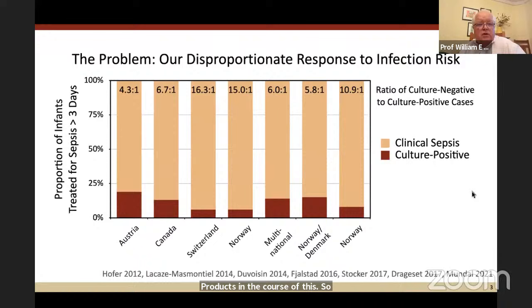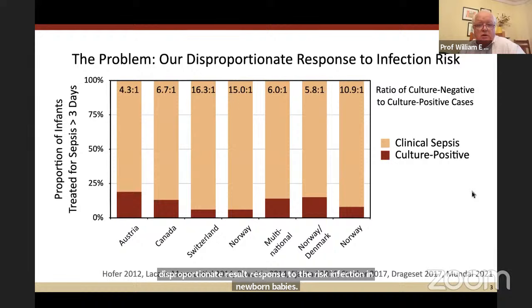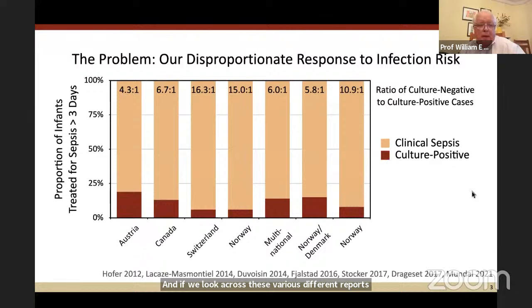So what's the problem? The challenge that we have is that collectively, and this is true worldwide, we as neonatologists and as the pediatricians who follow our lead have an absolutely disproportionate response to the risk of infection in newborn babies. If we look across these various reports from the last decade or so, all from high-income countries, I must point out, we see that the proportion of infants who are treated for greater than 7 days who actually have culture-positive proven sepsis, as shown in the dark red, is really quite small, consistently less than 25%, and sometimes as little as 4 or 5%.